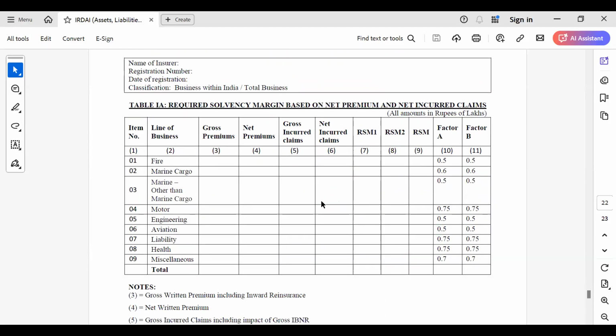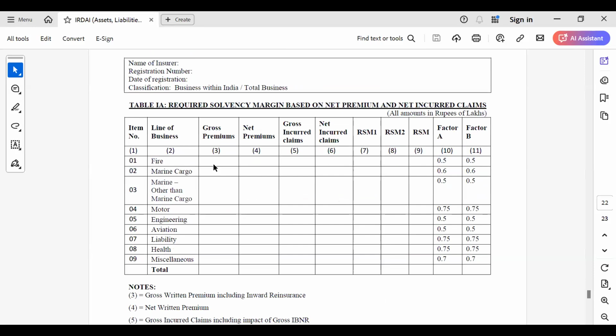Now RSM is calculated in two ways: RSM1 and RSM2. RSM1 is based on premium. RSM2 is based on claims. Based on premium, how is it calculated? It has to be calculated line of business wise, like fire, marine, marine cargo. First we'll take gross premium and net premium. Gross premium means direct premium plus RI accepted.